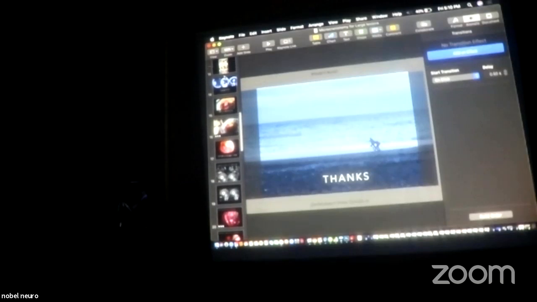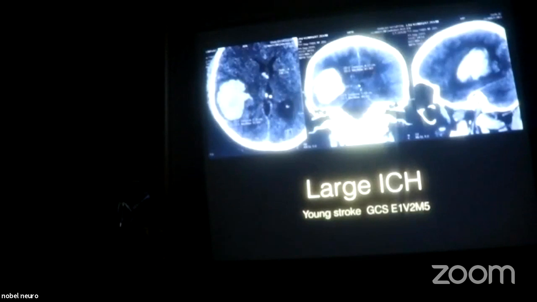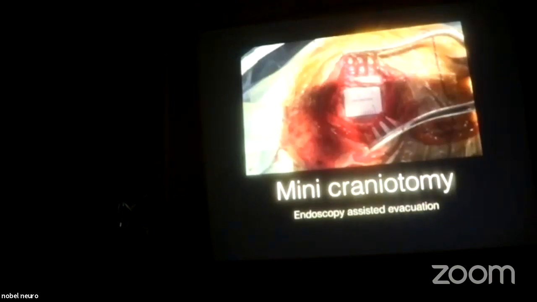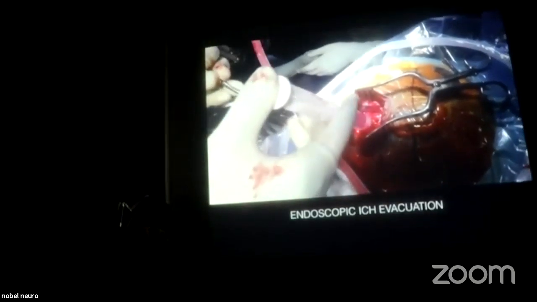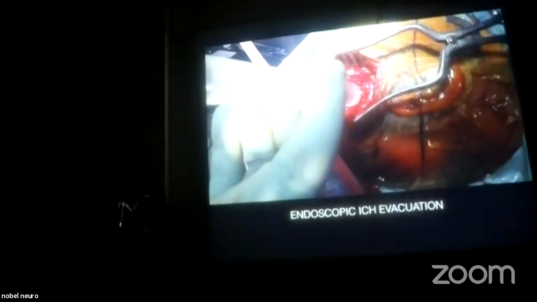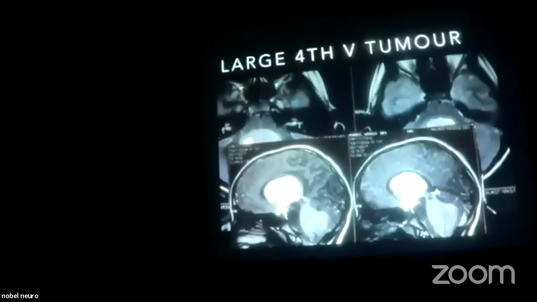And ICH. Large ICH, 26-year-old guy about to get married in the next 5 months. So I did a small craniotomy and some punctures in the cortex and removed the hematoma. And now I'm washing it. And then I put the endoscope inside and I examined the cavity. This is the inside of the cavity.